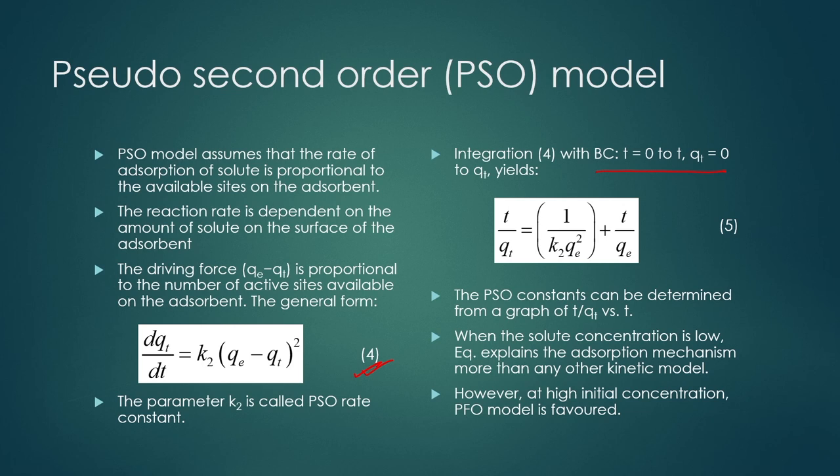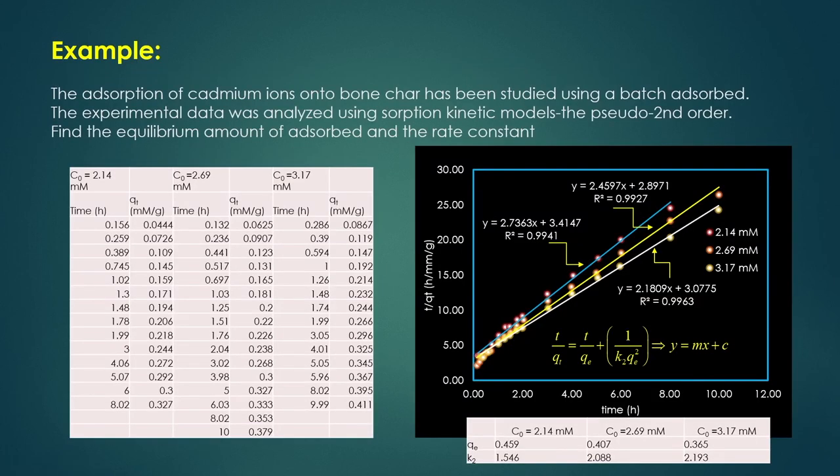Now, these pseudo second order constants can be determined from a graph of t by Qt versus t, and when the solute concentration is low, this equation will explain the adsorption mechanism better than any other kinetic model. Whereas at high initial concentration, the pseudo first order model is favored accordingly. Let us do an example for this also.